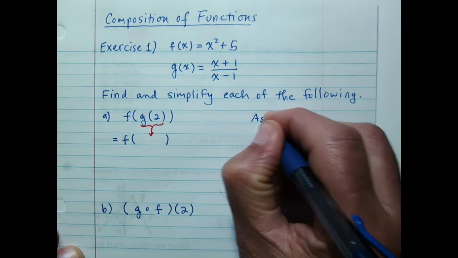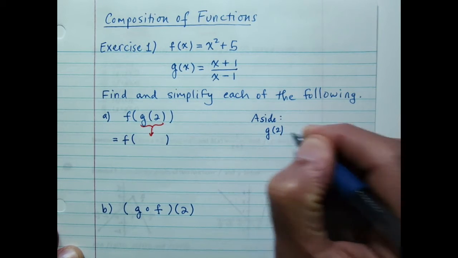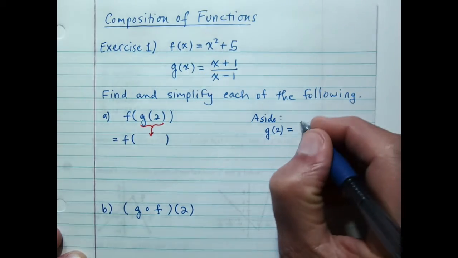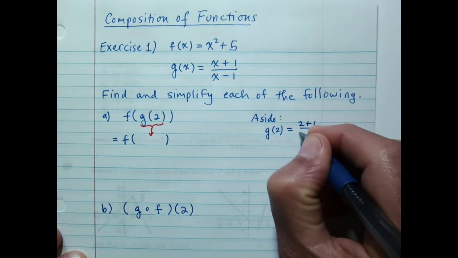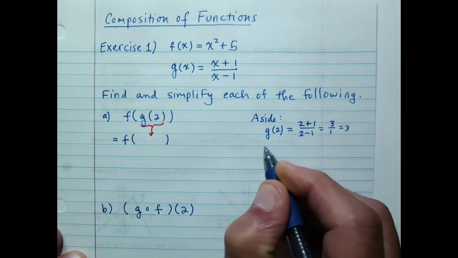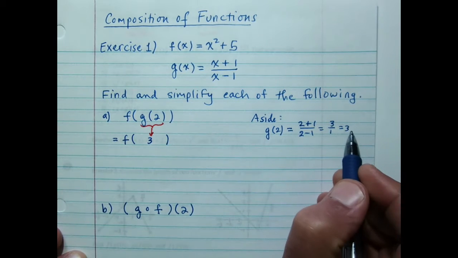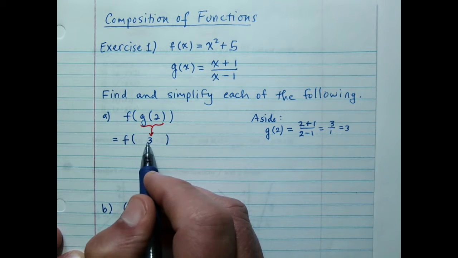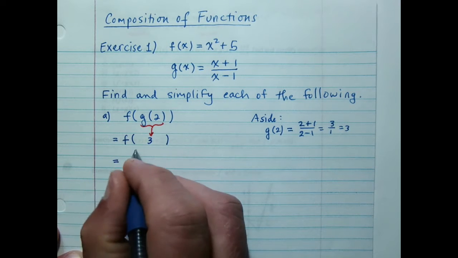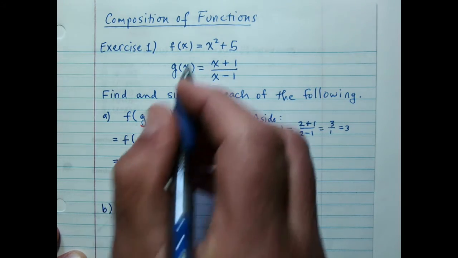So I would say aside, what is g of 2? I'm just going to figure that out. And here's the function g of x. So g of 2 is 2 plus 1 over 2 minus 1, or 3 over 1, or 3. So g of 2 is equal to 3. I just plug that in here. So the output of g becomes the input of f. At this stage, I can work right here in line. I'm going to plug 3 into the f function.